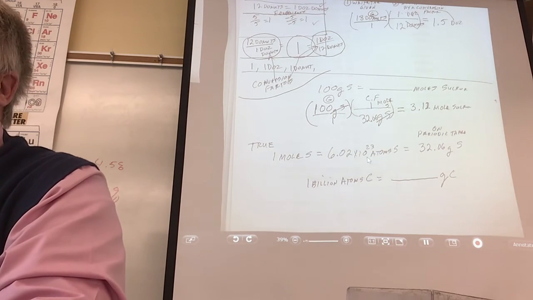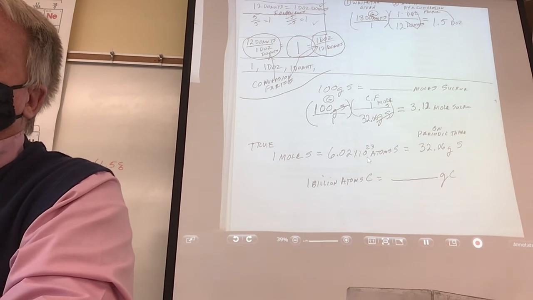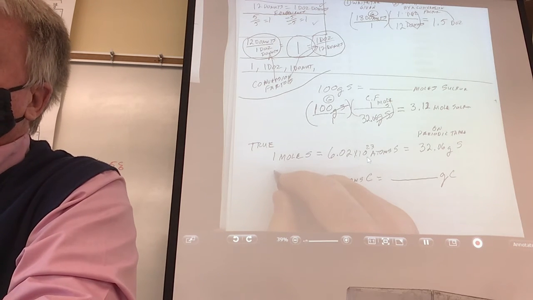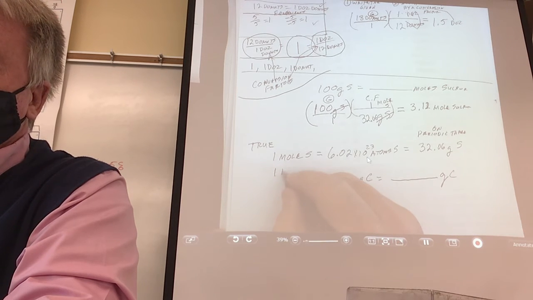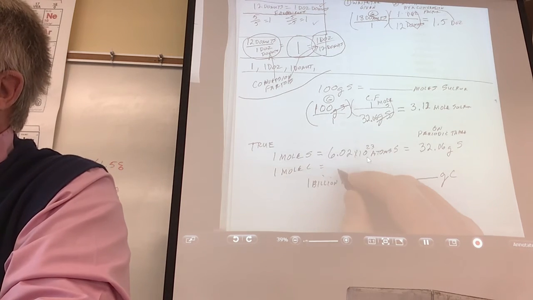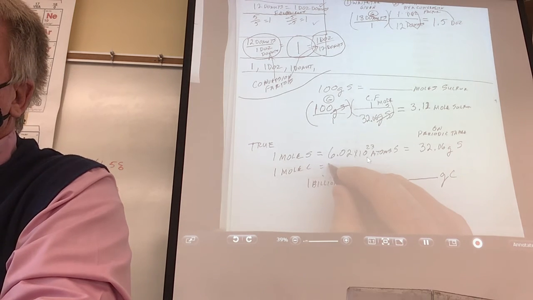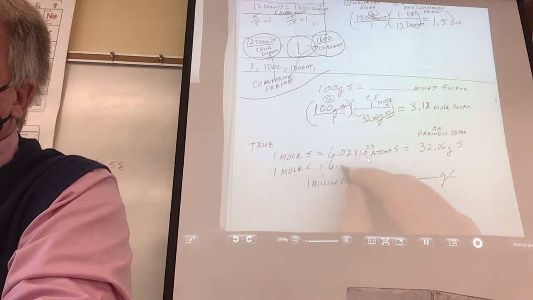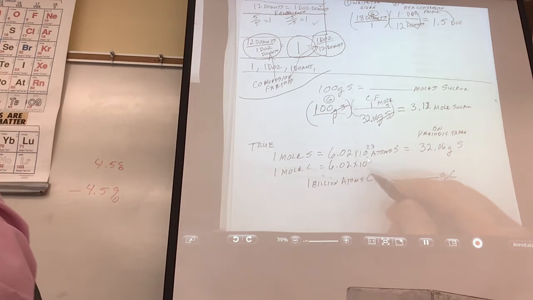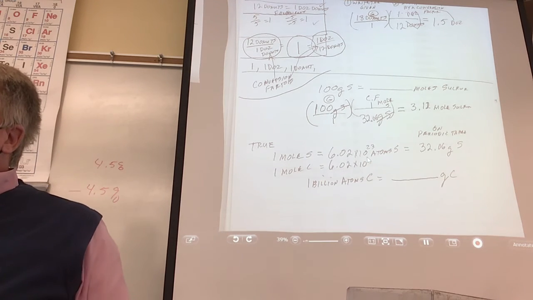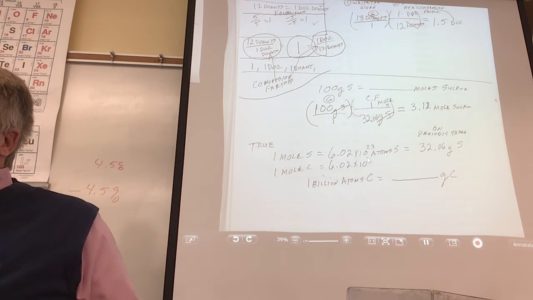Now, I'm going to give you a hint, and I'll be quiet. Since you're just starting out, I would go up here and write the 3 equivalents that are about carbon. 1 mole of carbon equals what? 6.02 times 10 to the what? Where do you get 6? A dozen is always 12, right? What's a mole always?